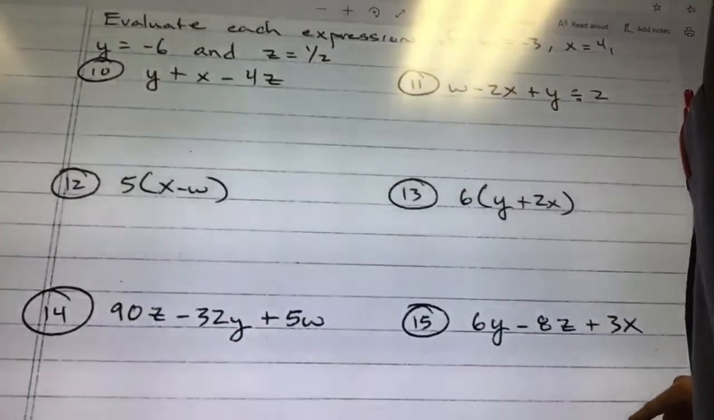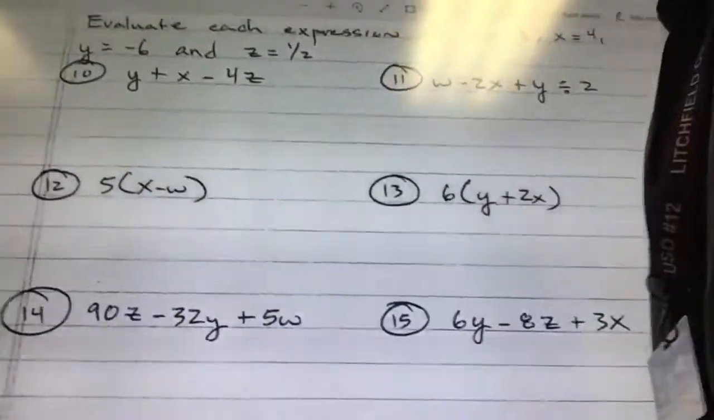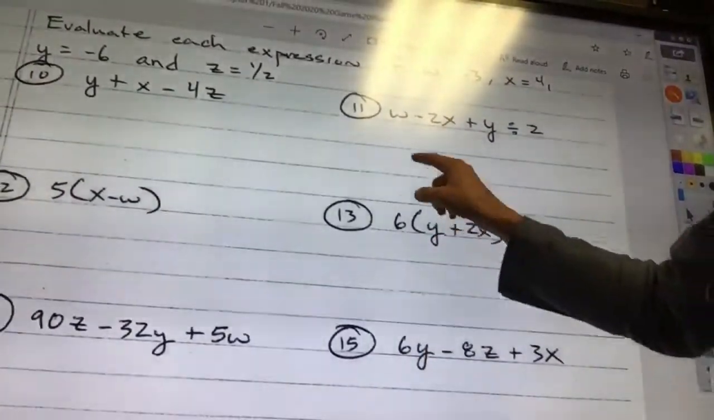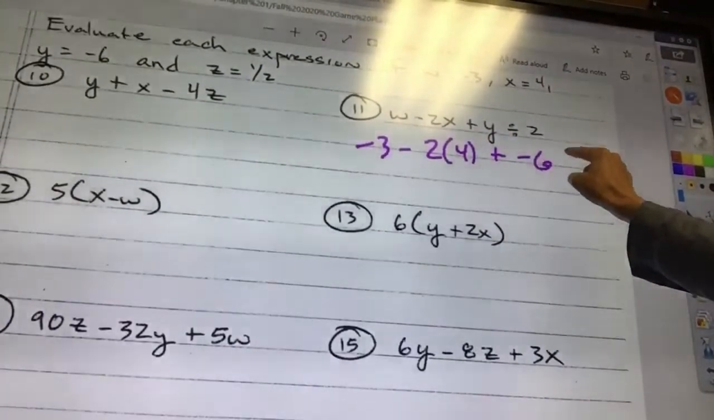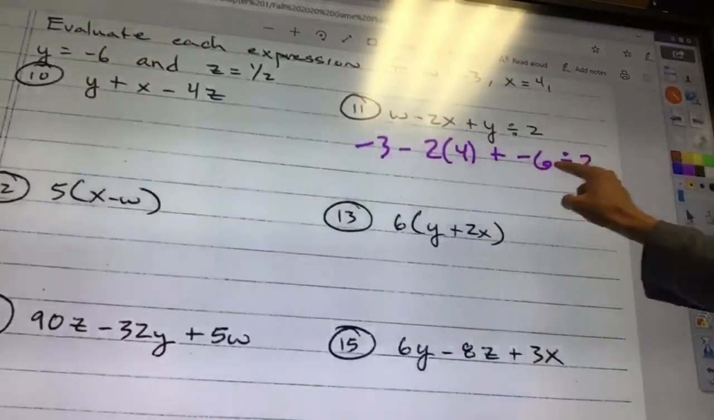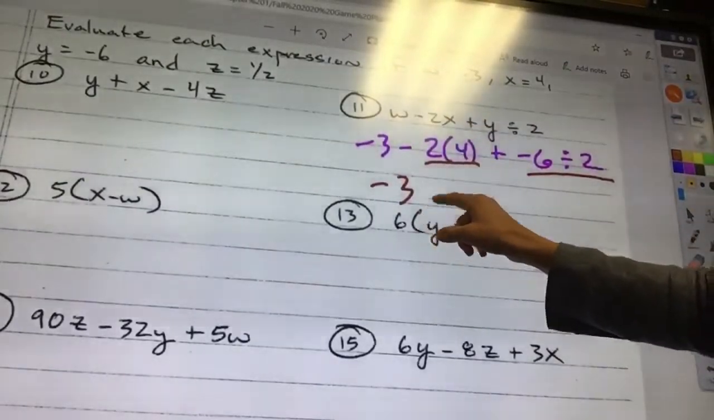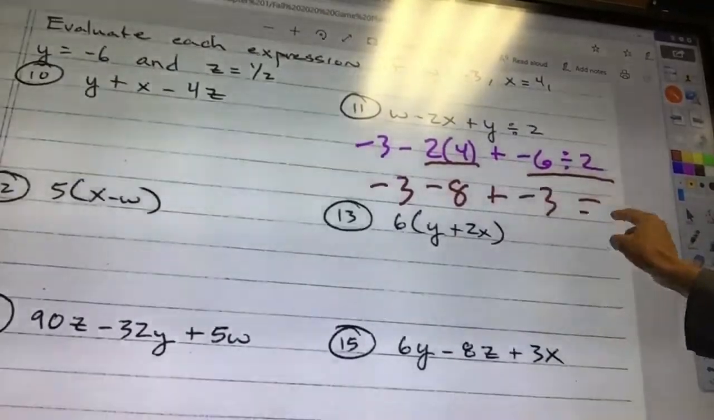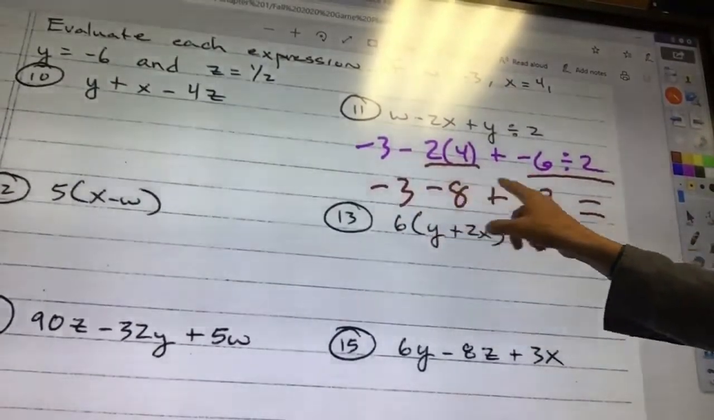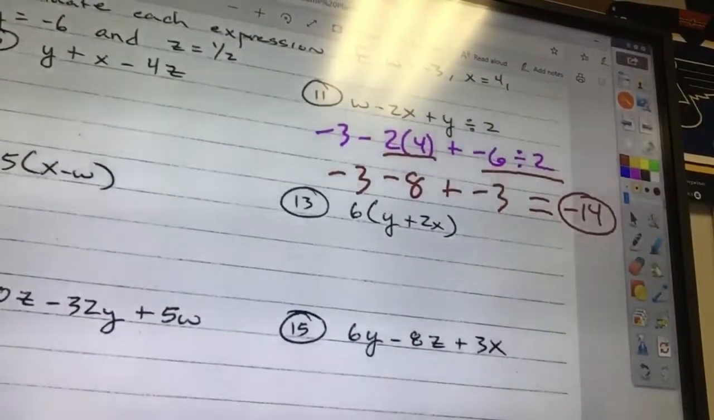let's talk about 11. 11's not bad at all. W, which is A, negative 3, minus 2x plus y divided by 2. Division, multiplication. Negative 2 times 4 is a negative 8, plus a negative 6 divided by 2 is a negative 3. And that's negative 11. You're adding more debt. That's a negative 14. All right, so negative 14.